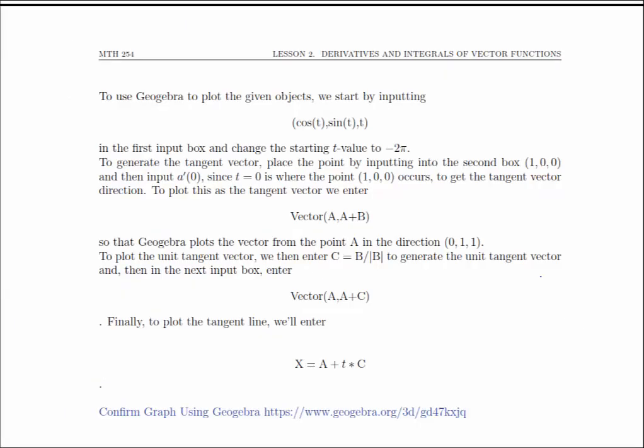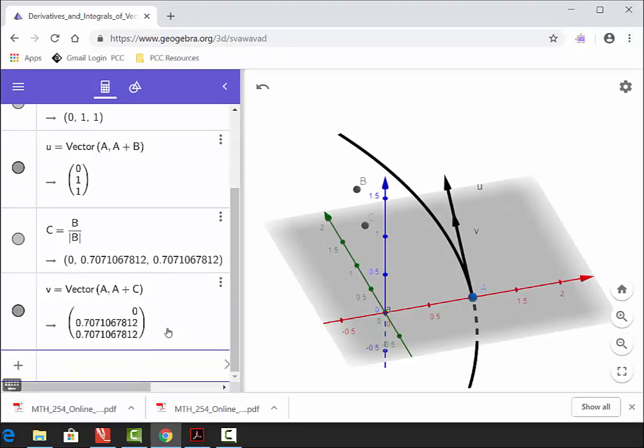Then we want to plot the tangent line. So here we've used this nice little form here, x equals a plus t times c. So I'm using c, which is the unit tangent vector direction. I could also use b, but by using c it just means that since c is a unit tangent vector, t being 1 is going to take us in a direction of 1 from there. So I can just plug in x equals a plus t times c, and we get our line.